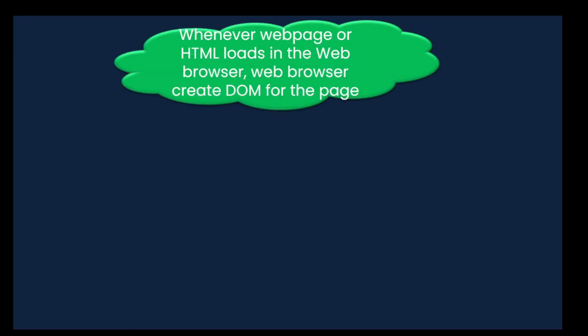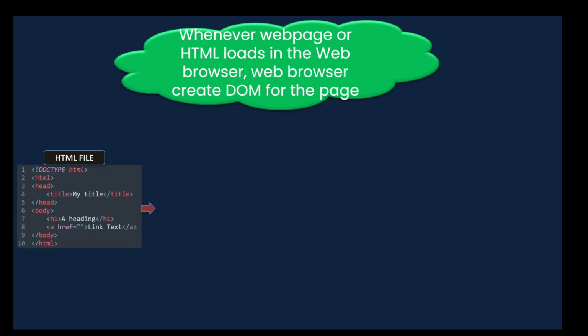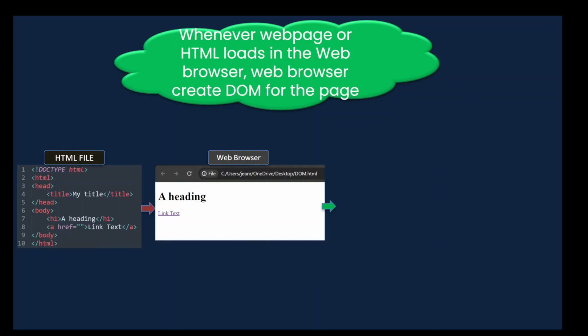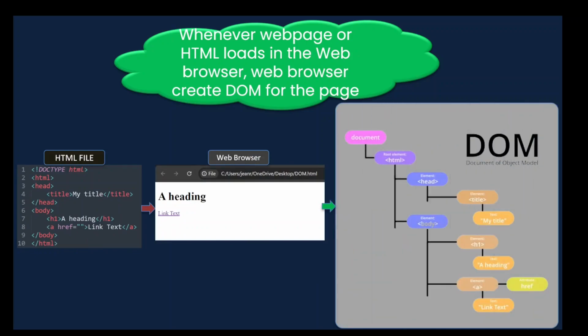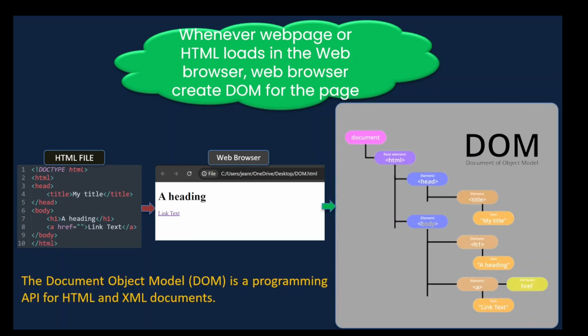Let's understand what happens whenever a web page or HTML loads in the web browser. The web browser creates the DOM for the page. Whenever a web page or HTML loads in the web browser, the browser manages the DOM. That DOM is nothing but the Document Object Model. So the DOM is a programming API, an application programming interface, for HTML and XML documents.